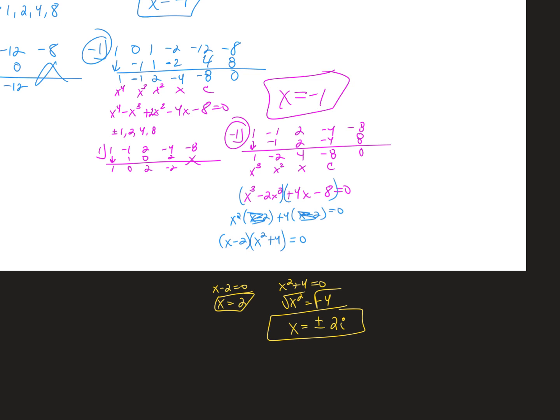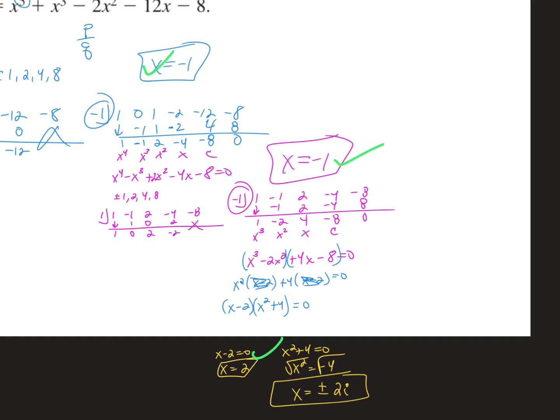So if you were to graph this, how many times would this thing touch or cross the x-axis? How many times? 1, 2, and what? 3. You cannot graph on a normal coordinate XY. You cannot graph imaginary numbers. So this actually has 5 answers, but only 3 of them are real.